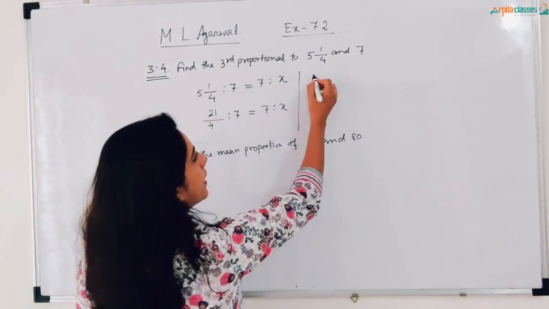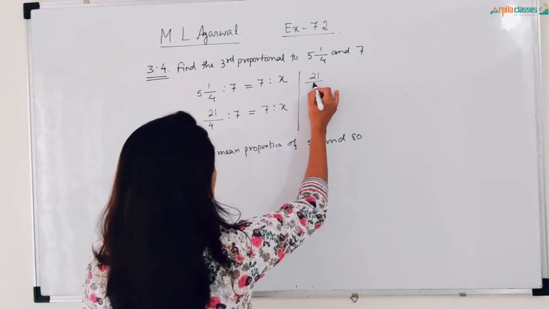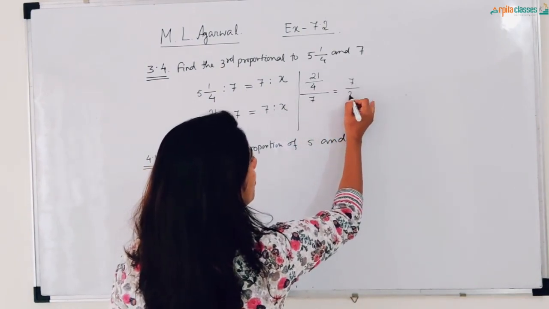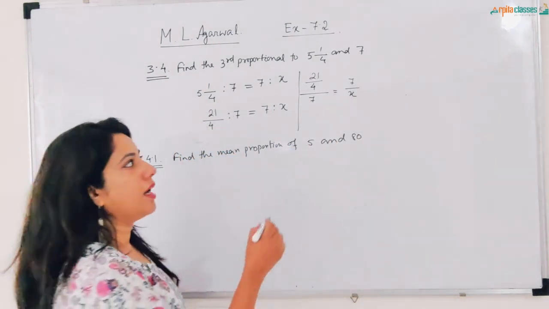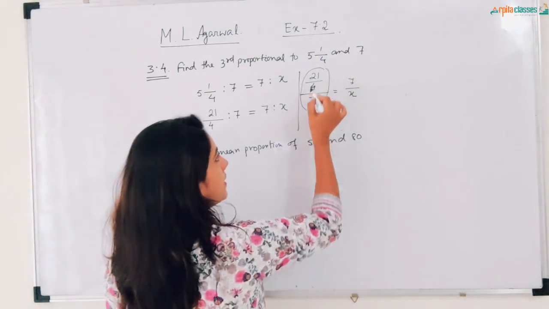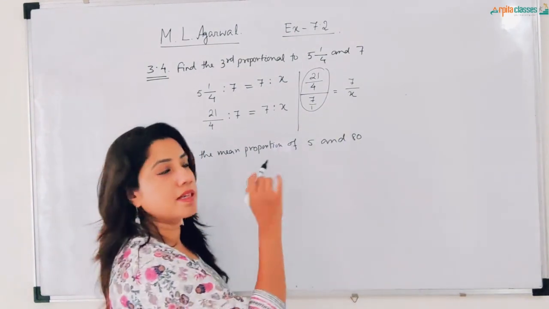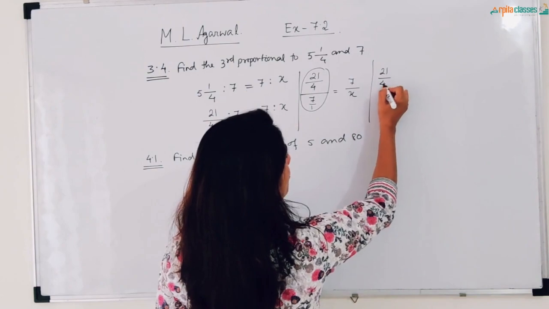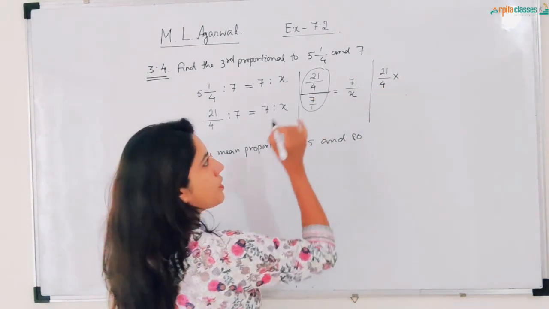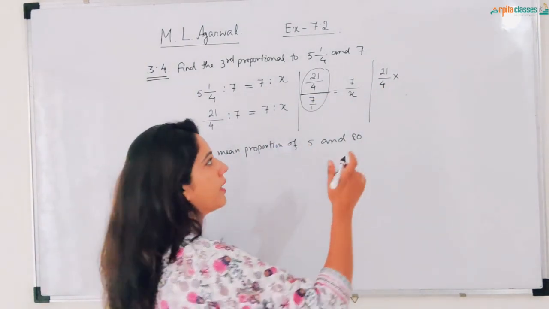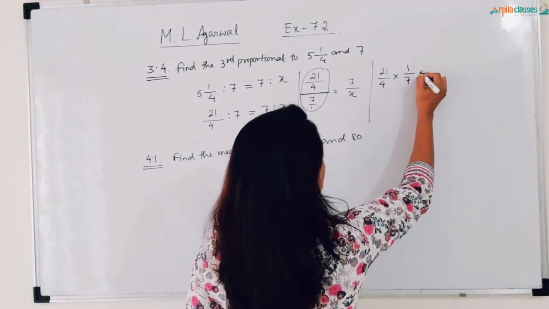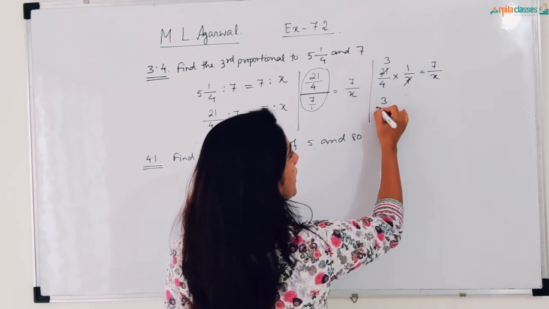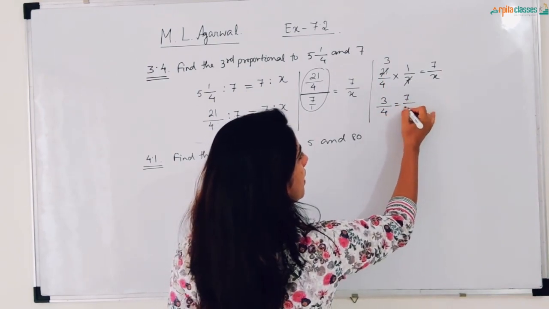So we can write this as 21 by 4 divided by 7 is equal to 7 upon x. Okay. Now let us first calculate this part. This means 7 upon 1. Nothing is there means it is 1. So we can write 21 upon 4 into, in place of division we put into, and 7 upon 1 will get reversed. So it will be 1 upon 7 is equal to 7 upon x. This you reduce into the lowest term. So 3 by 4 is equal to 7 upon x.